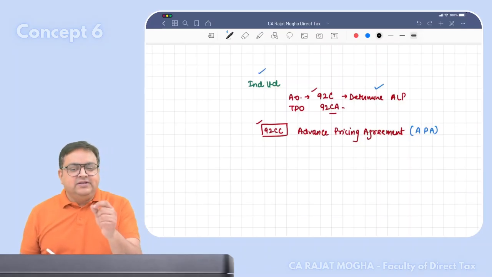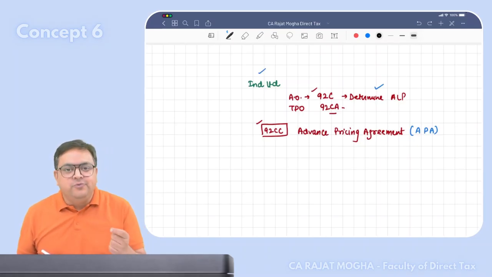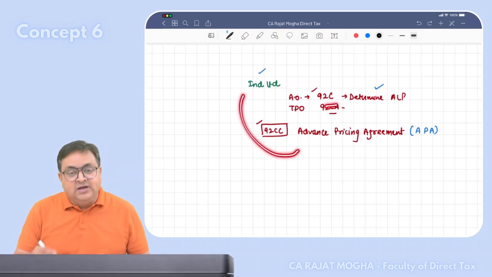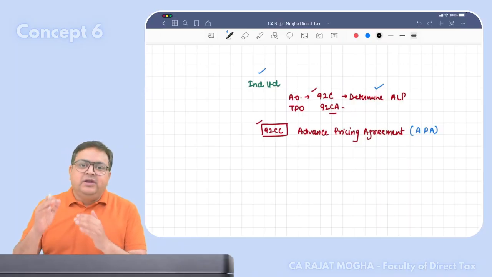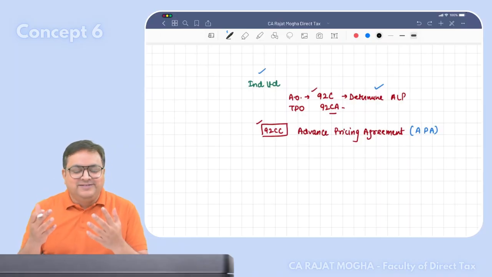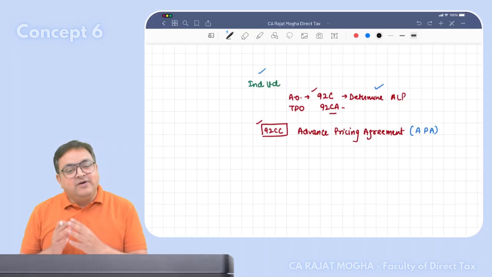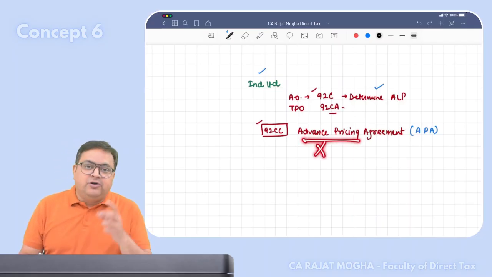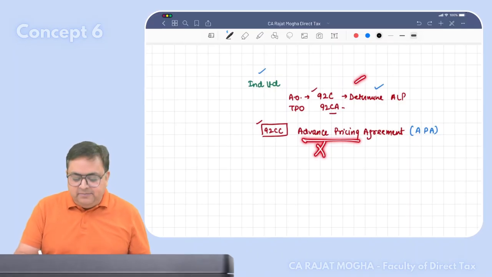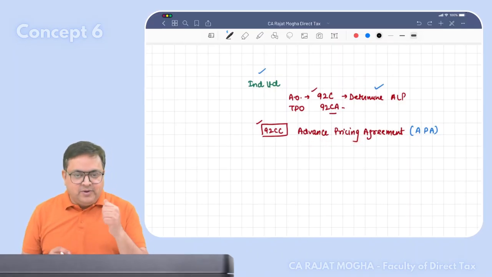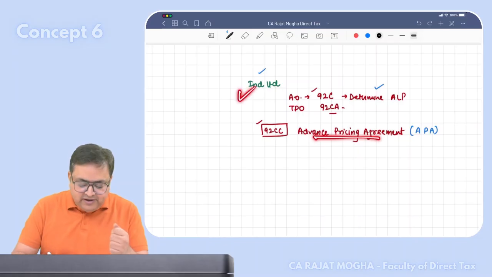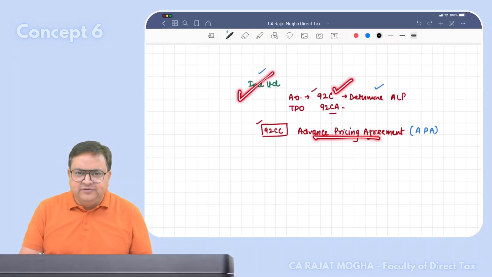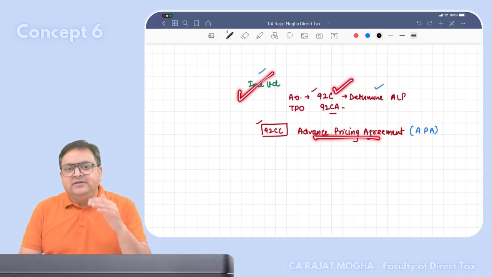One of the important things is: APA is binding on whom? APA is binding on the person who has taken the APA, and also on the assessing officer. In fact, up to the level of commissioner also. The boss of the assessing officer is the commissioner, so up to the level of commissioner, it is binding. The commissioner cannot say, no, no, we will not allow this APA, we will determine our own ALP. No, they can't say this. So please remember one thing: APA is binding on the person who has entered the APA and also on the assessing officer, and in fact the income tax authority up to the level of commissioner.